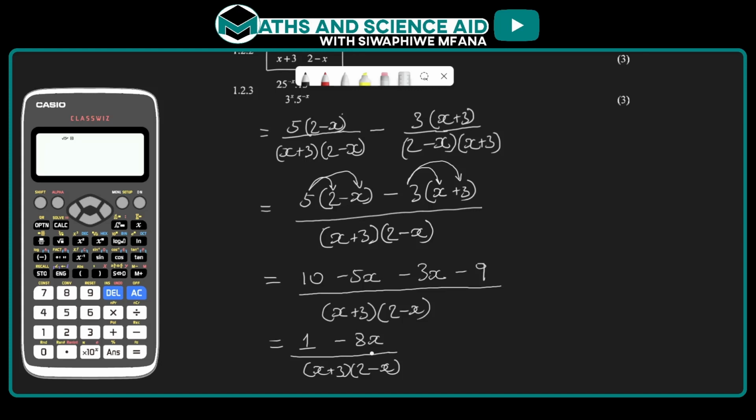And there is nothing more that you can do after this, unless we had some common factors in the numerator as well as the denominator. So this would be our fully simplified expression for 1.2.2. Okay.